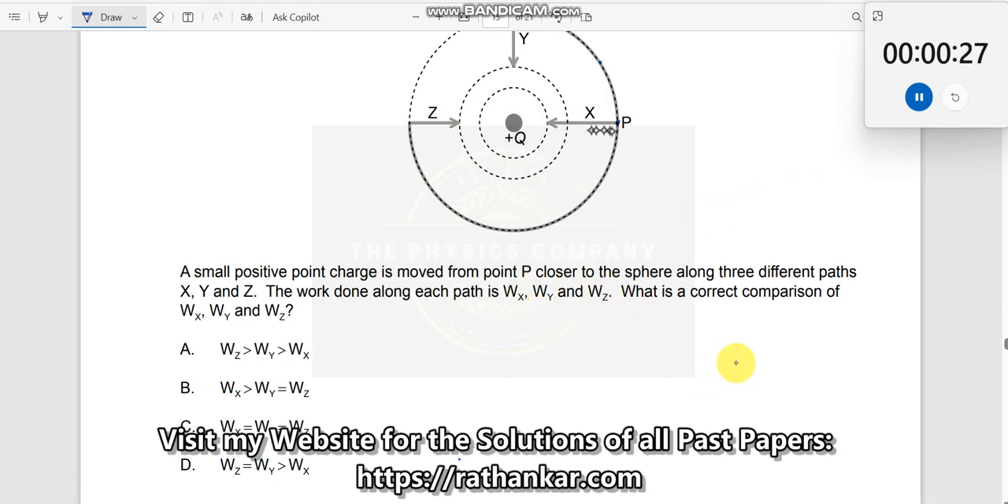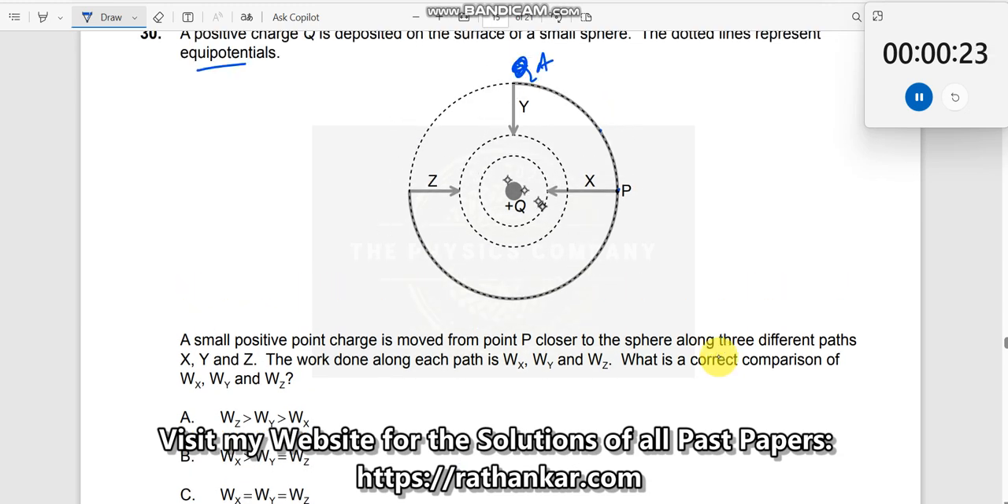So, you are moving from P to this point. Let me call this B, let me call this C, and this is D over here. The work done along each path is Wx, Wy, and Wz. What is the correct comparison of Wx, Wy, and Wz?